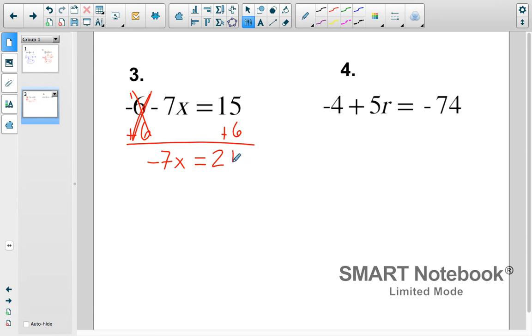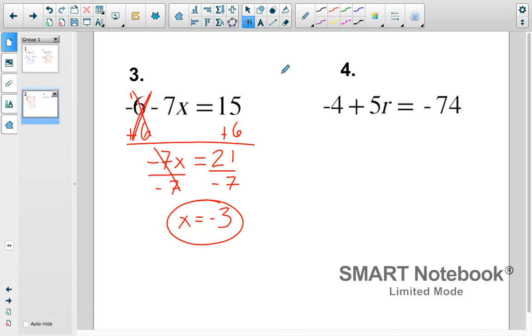Now, in order to solve for our variable, this time we need to divide by what you see in front of the x. Here I see a negative 7. So we're dividing by negative 7. Those negative 7's on the left cancel, so we're left with x equals 21 divided by negative 7, negative 3. And that is number 3. Now we got to do number 4. Let's use blue.